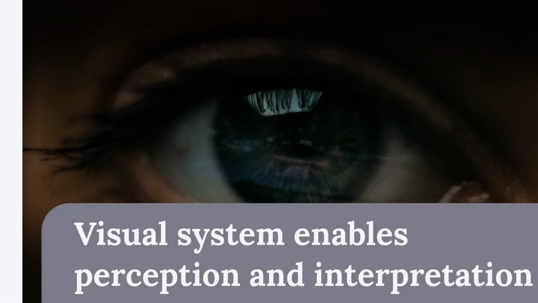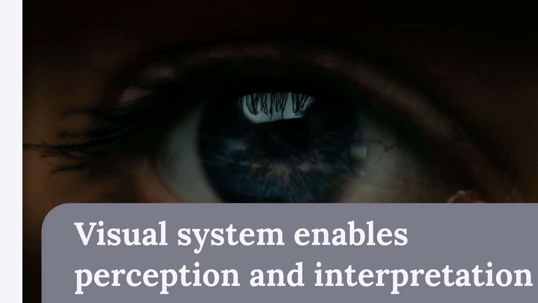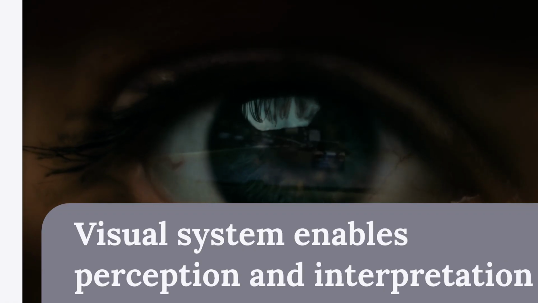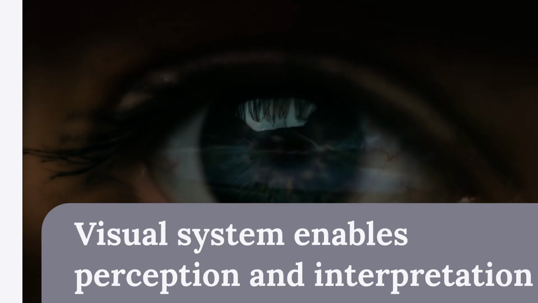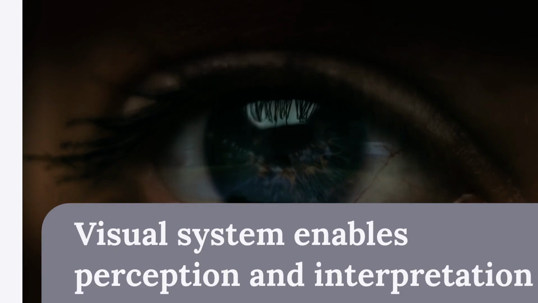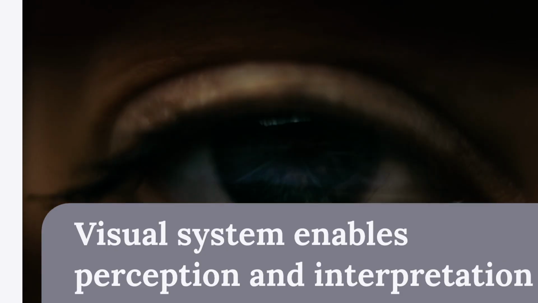The visual system enables perception and interpretation. It detects shapes, colors, and motion. These features are integrated into complex representations. This allows object recognition and navigation. The visual system facilitates meaningful interpretation of the world.